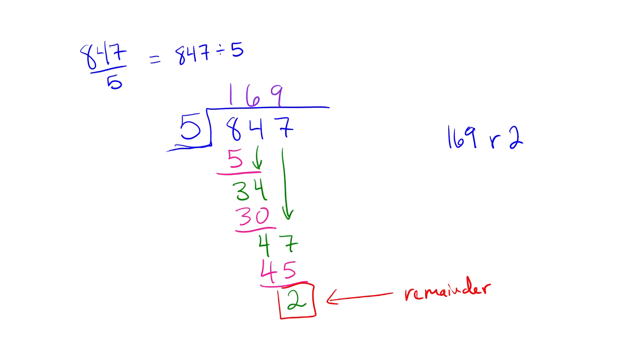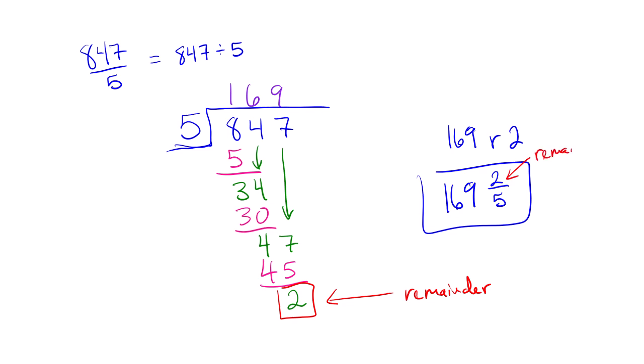But we can also express it as a fraction. We can say 169 and 2/5. So that's another way that we can express our answer. And that's a lot of times how we'll express it in this class with polynomials, okay? So you put the remainder on top, and then you put the divisor on the bottom. Okay, and then of course this is the quotient.